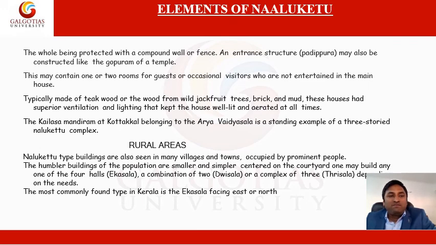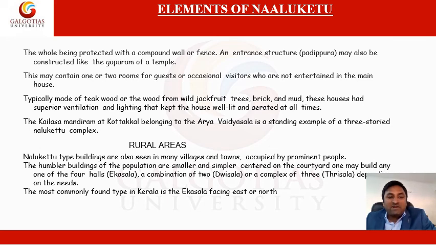The whole is protected with a compound wall or a fence. The entrance structure Padipura may also be constructed like a gopuram of a temple. This may contain one or two rooms for guests or occasional visitors who are not entertained in the main house. Typically made from teak wood and wood from wild jackfruit trees, bricks and mud. These houses had superior ventilation and lighting, and that kept the house well lit and aired at all times.